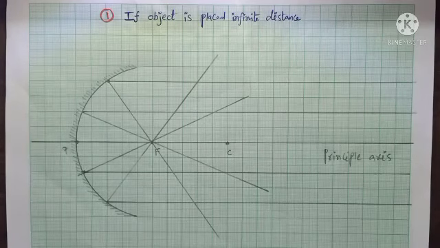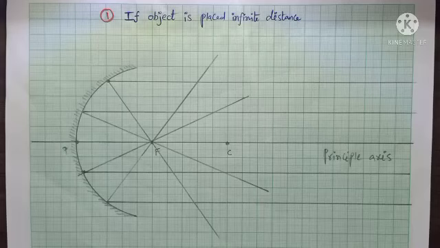If you place an object in front of the concave mirror, there are 6 situations in which we get different types of images. So we have to learn those 6 situations, how they form images while the object is put in different places.